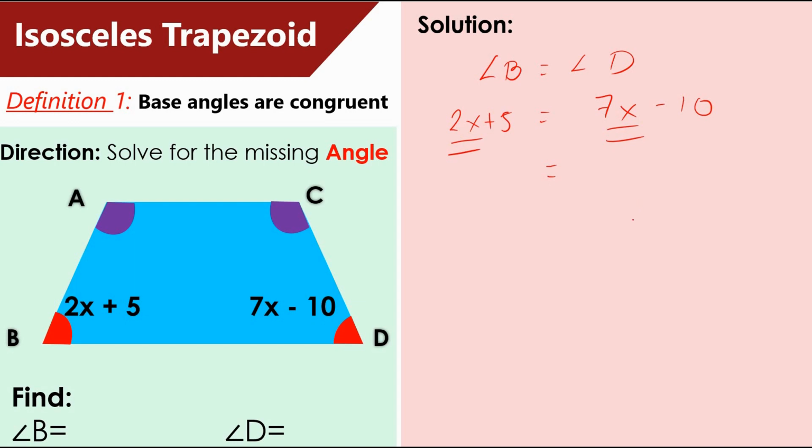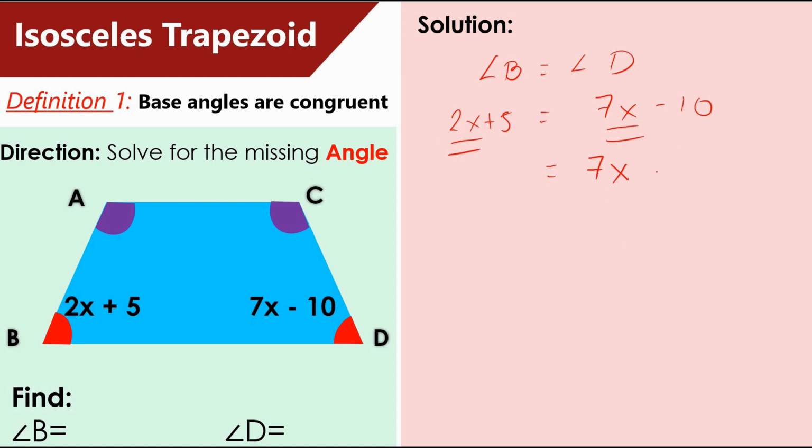So I'll give you an advice. The term that you need to transpose is the variable which has a lower value. Between 2x and 7x, 2x has a lower value. That will mean 2x will be transposed on the other side. 7x will be brought down on the side where it is. So 7x will be brought down here. And then 2x will be transposed on the other side.